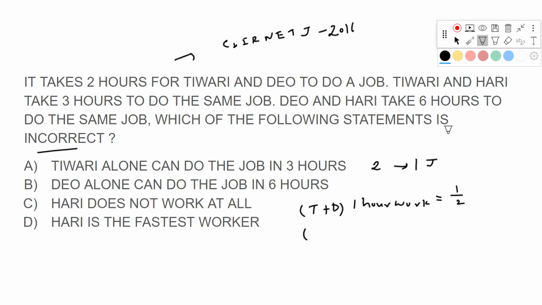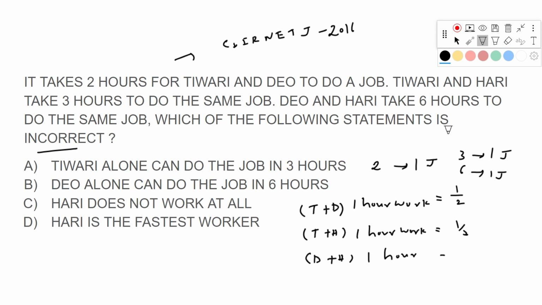In the same way, Tiwari plus Hari in 3 hours do 1 unit of work. That means in 1 hour they can do 1 by 3, right? Next, Dio and Hari take 6 hours to do the same job. That means in 6 hours 1 unit, in 1 hour 1 by 6, right? So this is the data.